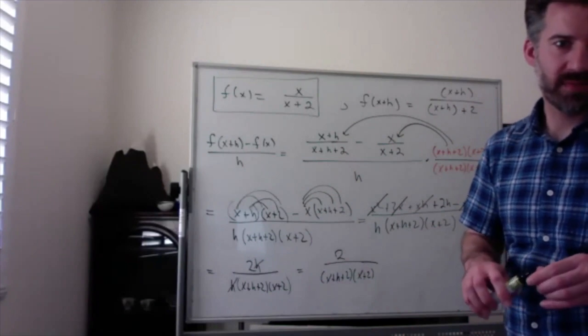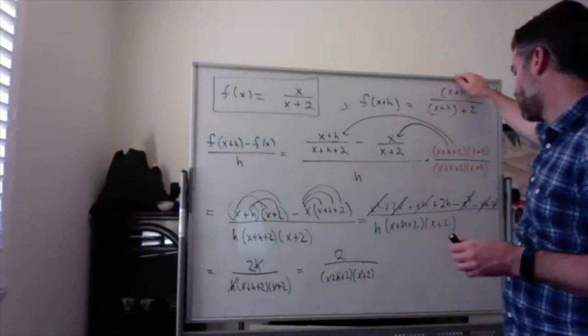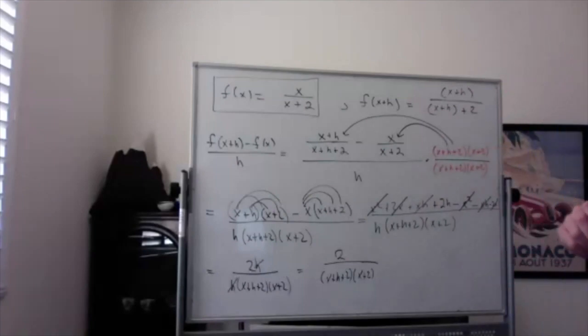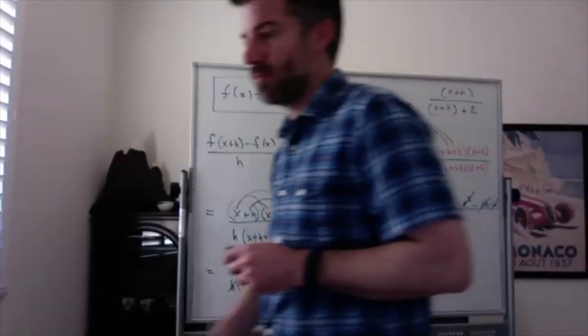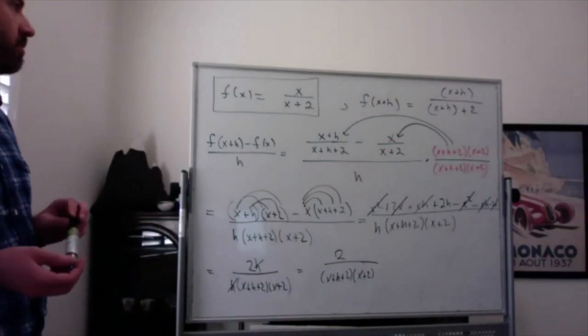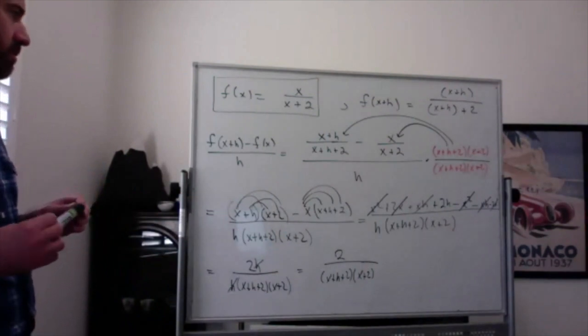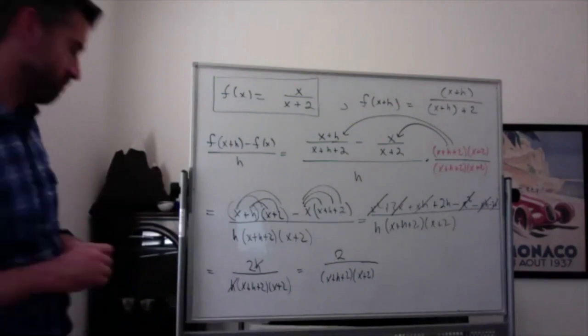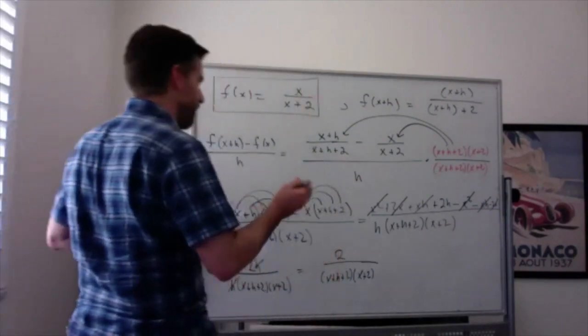Yeah. So let's look at the third one. I have a question. Yeah. How did you go from multiplying the top and the bottom to getting x plus h times x plus 2 minus x and all of that?